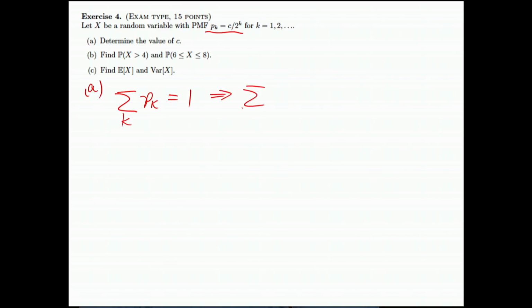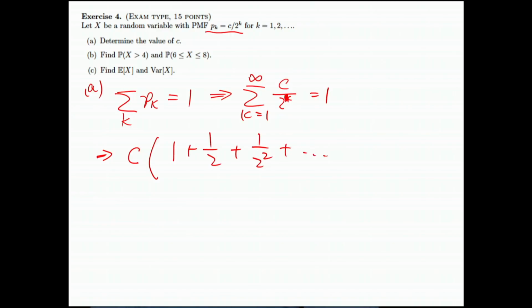That means the sum over k from 1 to infinity of p_k, which is c divided by 2 to the k, should be 1. So now take the c outside, and the summation is 1 divided by 2 to the k. So it's 1 plus 1 over 2 plus 1 over 2 squared, up to infinity. Should be 1.